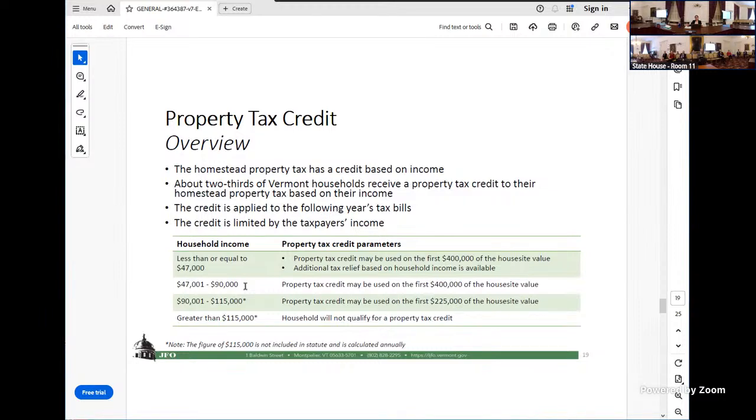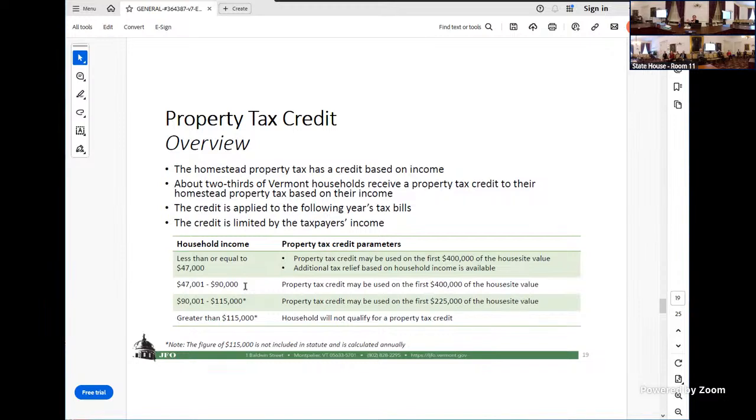This is also where the circuit breaker comes into play. There's additional, and I think in the appendix I have more details about what that means. But essentially what it means is households under 47,000 of income can only pay a certain percentage of their income towards property taxes. Once you hit $47,001 up to 90,000, the circuit breaker no longer exists, and the property tax credit may be used on the first 400,000 of the house site value. Above 90,000, the property tax credit may be used on the first 225,000 of the house site value.